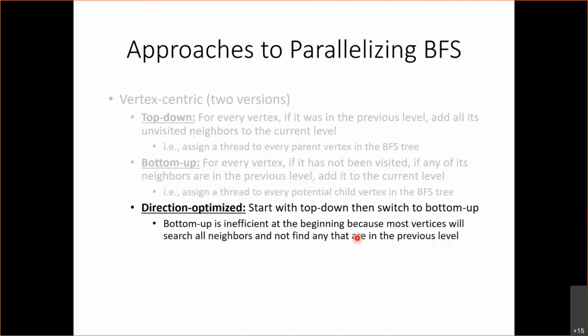Whereas in the initial iteration, the top-down approach is going to do very little work because there are few vertices in the previous level, so it's only going to loop over the neighbors of those vertices. So a direction-optimized BFS starts with a top-down approach and then switches to the bottom-up approach later on. Let's go see how well the direction-optimized version performs.